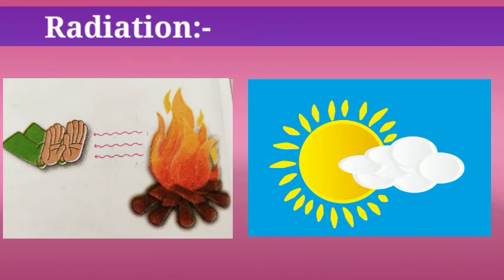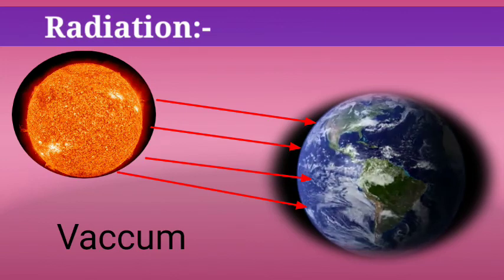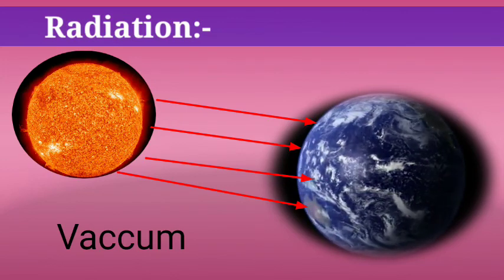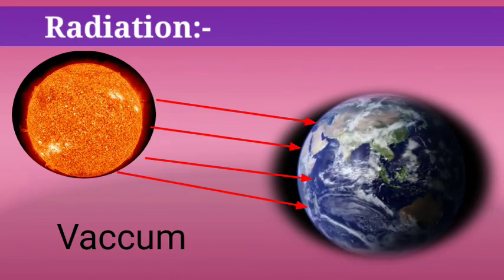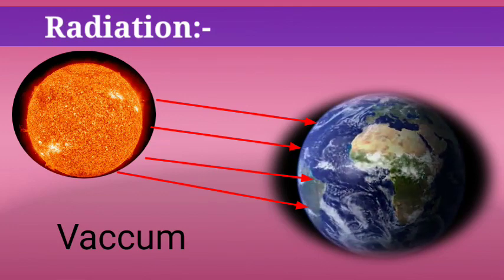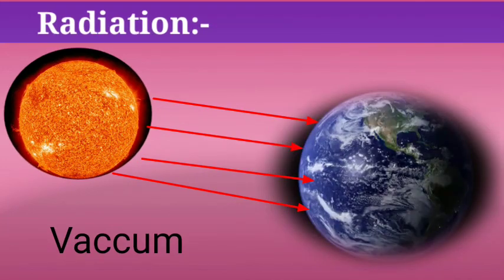Have you warmed yourself near a bonfire or in the morning sun in winter? The sun is millions of kilometers away from us. There is no air between the sun and the earth, and earth's atmosphere is only a thin layer of air closest to the earth. Then how does the heat of the sun reach us? This heat is transferred in the absence of any medium.